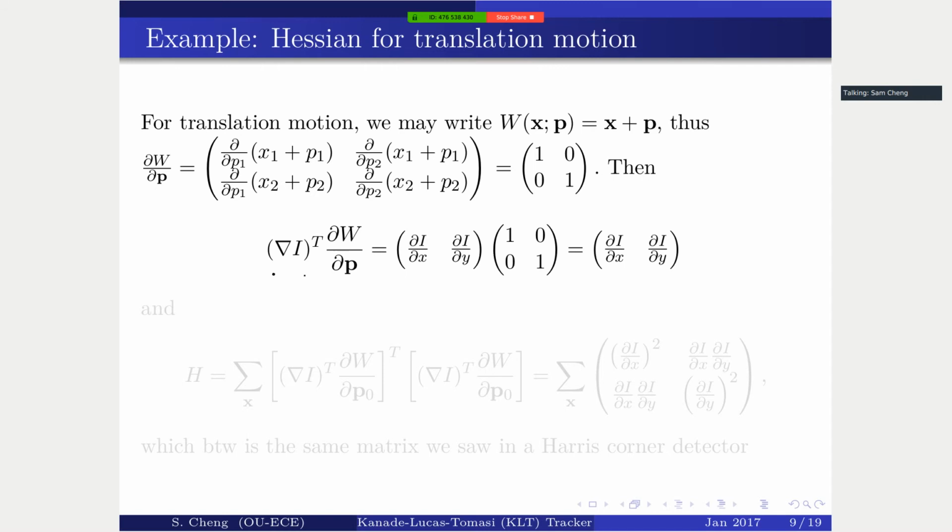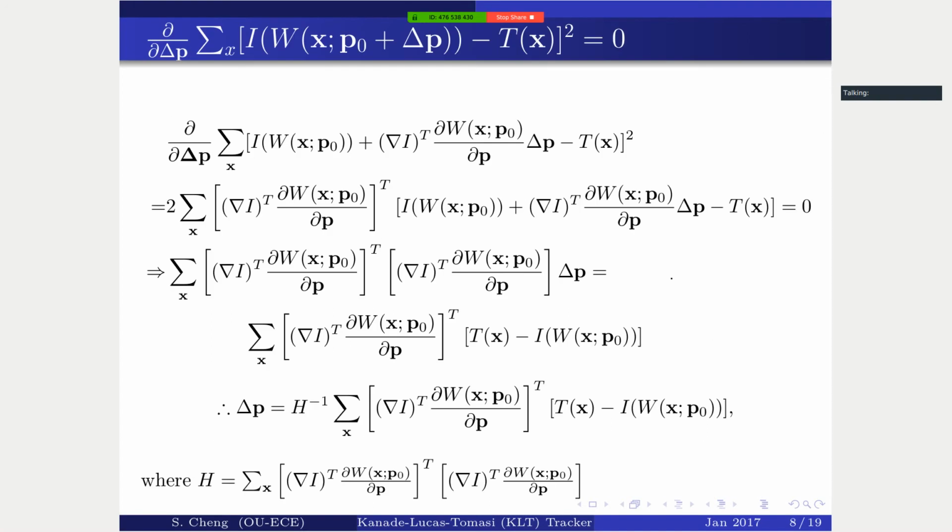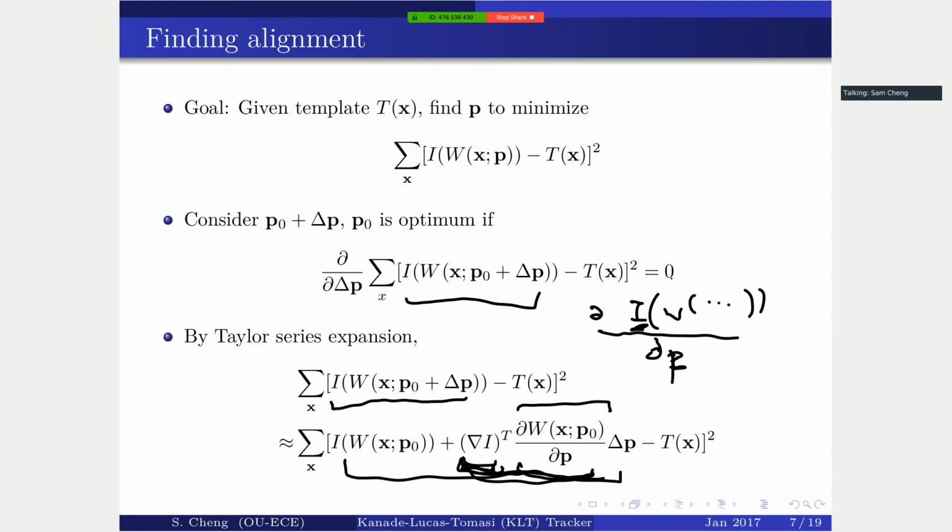Now, delta I is just the partial derivative of I with respect to x, y, so it's just the gradient of that image. So therefore, the overall, this guy is actually just equal to partial I, I mean, the gradient, because it's just identity, so it's just equal to this guy here. So as I mentioned, if I consider just translation, this is simply equal to Ix and Iy here.